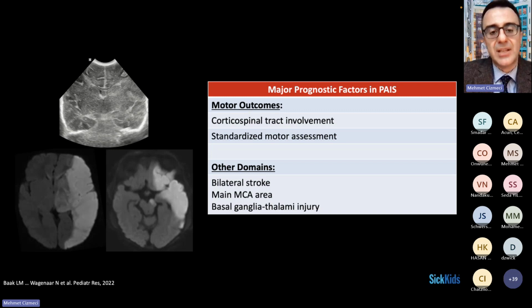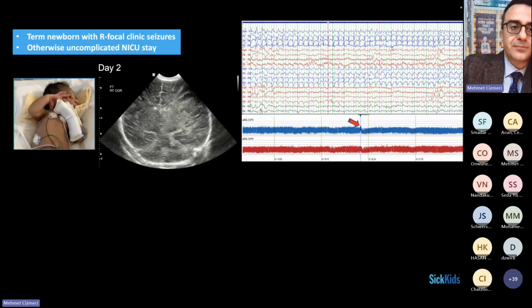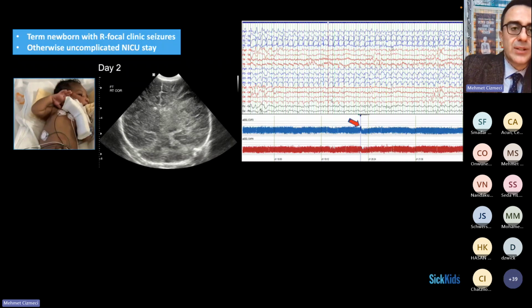And the basal ganglia and thalami injury is also very critical with this type of brain injury because of the close association of the deep gray matter structures, not only with the motor development, but also with the cognitive development and language and psychosocial development. So this was a term infant who presented with right-sided focal clonic seizures.